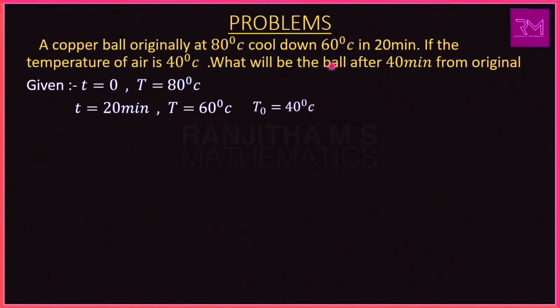We have to find the temperature of the ball after 40 minutes from the original. That means what will be the ball's temperature after 40 minutes. That is, we have to find at time 40 minutes what is the temperature of the ball. That is, we have to find the T value.